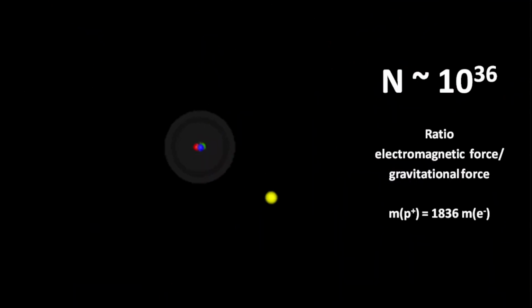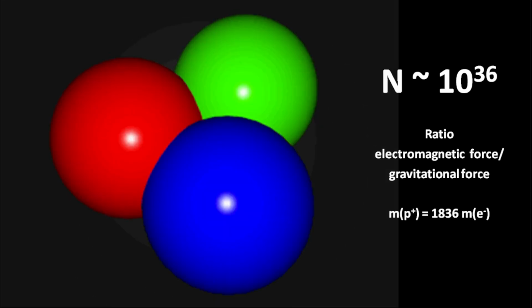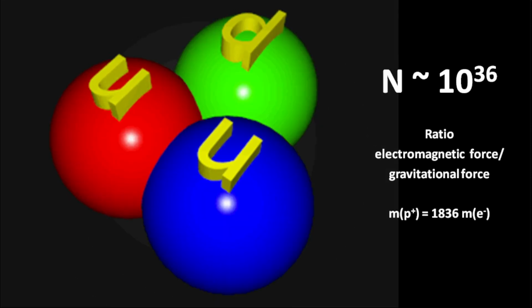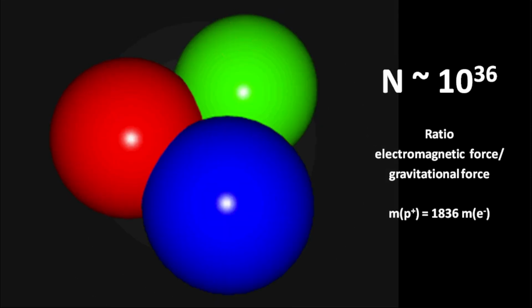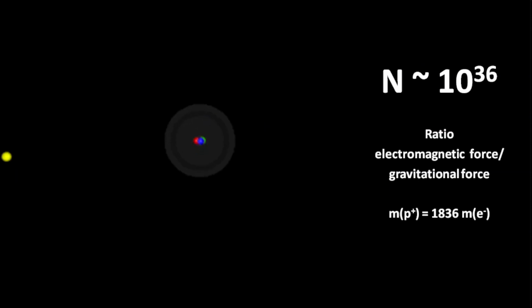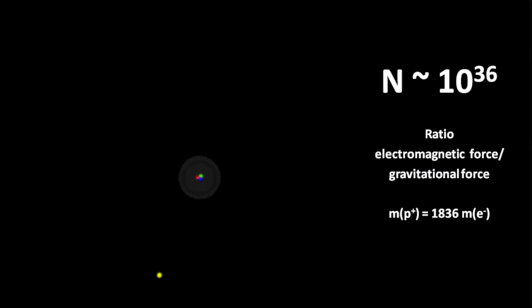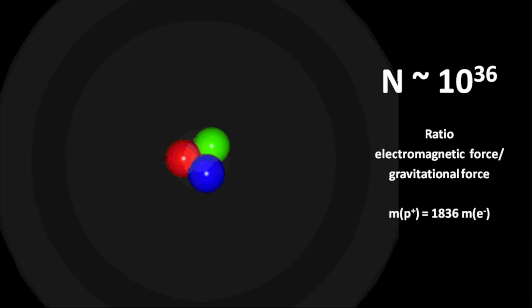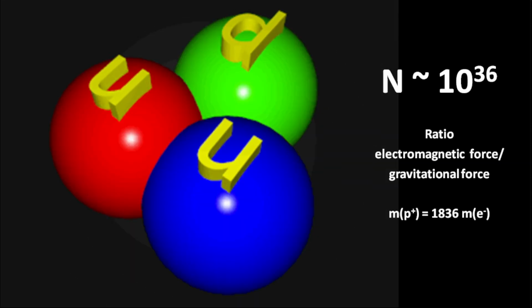N is the ratio of the electromagnetic force to the gravitational force between two protons. It is about 10 to the 36. With a smaller N, there would be only a short-lived universe. With a very big N, the repulsion would be too strong. Nucleosynthesis of heavy atoms would be impossible. The proton is 1836 times heavier than the electron, which is another fine-tuned constant.